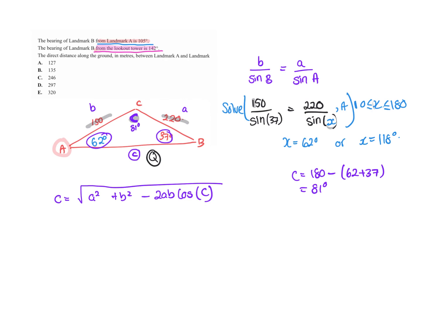Okay, so now we know that that's 81. We can pop all the data into here. So little a is 220 squared plus 150 squared minus 2 times 220 times 150 times cos 81. And when you do that, rounding to the nearest whole number, you end up with 246, and we get that answer.